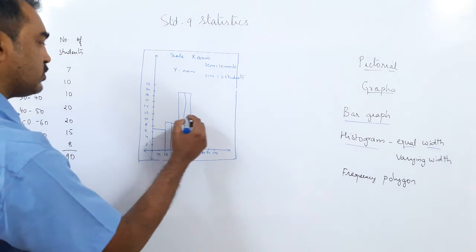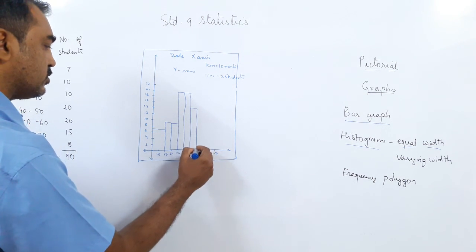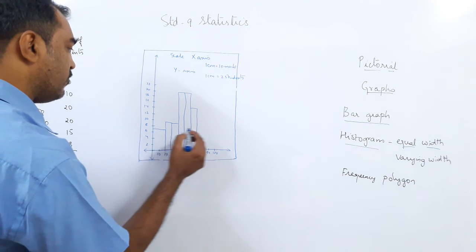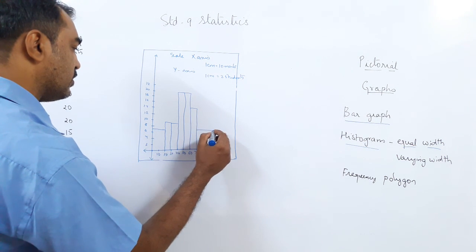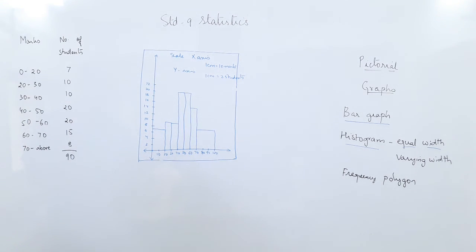60 to 70, there are 15 students. So between 14 and 15, we got 15 students here. And 70 above, we got 8 students. So 70 to 100, we have got 8 students. So 8 is here. Okay? So this is the histogram we got.